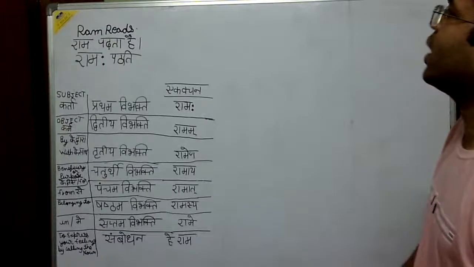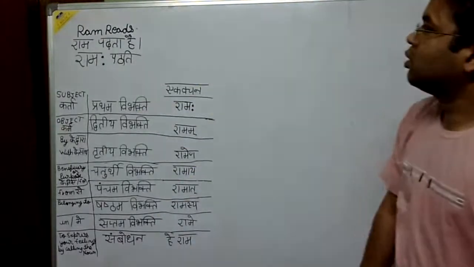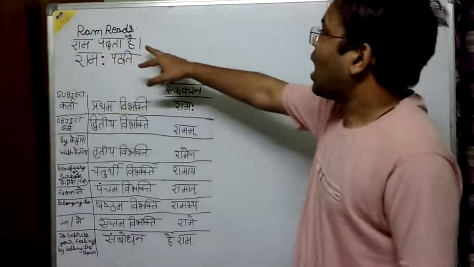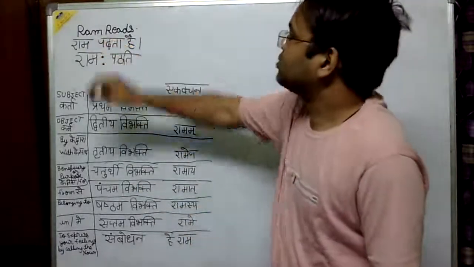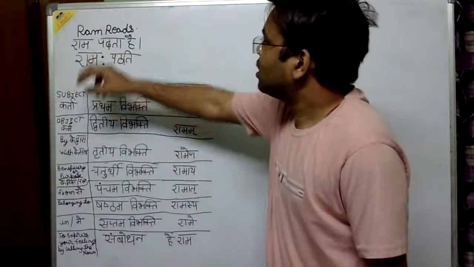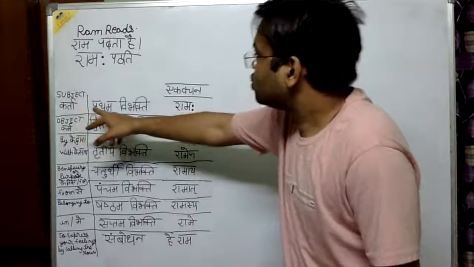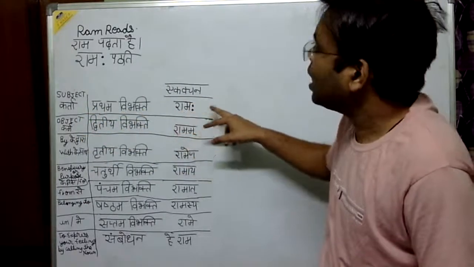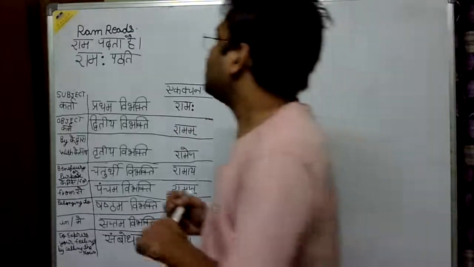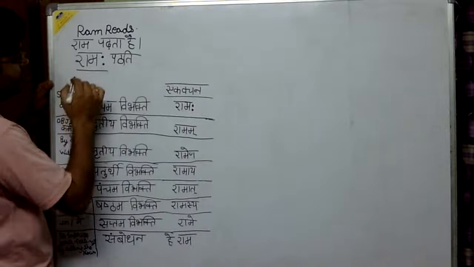If you have to write a sentence, Ram reads. So Ram पढ़ता है. Who is the subject here? Ram is the subject. Ram is the karta. And for karta, you use Prathama Vibhakti. And what is the Prathama Vibhakti of Ram? That is Ramaha. That's why I have written Ramaha here.